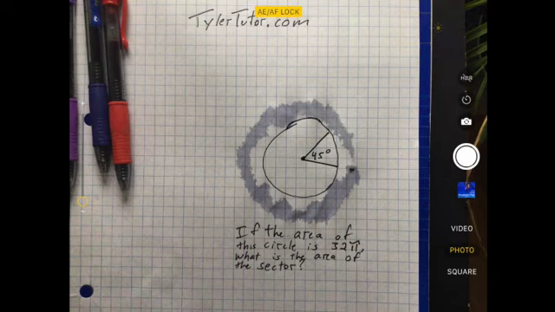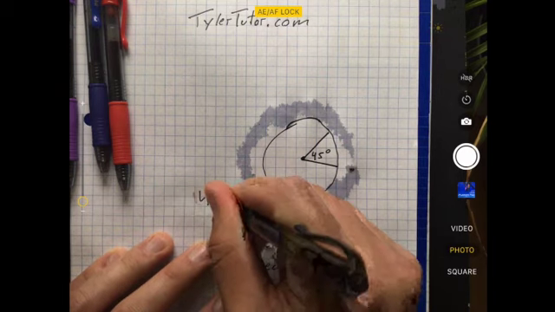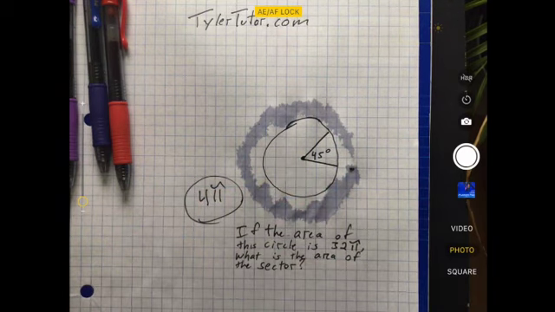4 pi. I like how you spelled pi, Rachel. There are 4 pies. You can fit 4 decent sized pies inside of that.